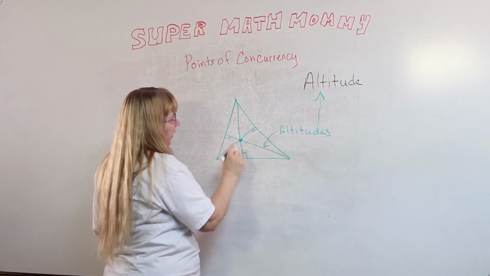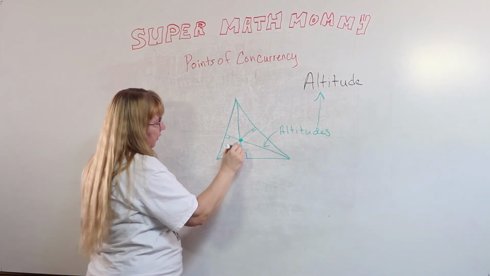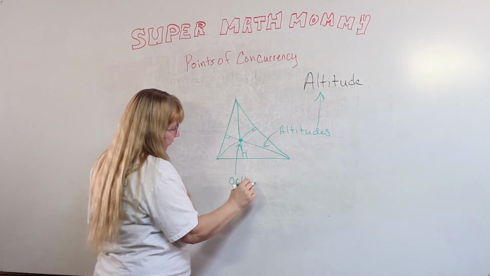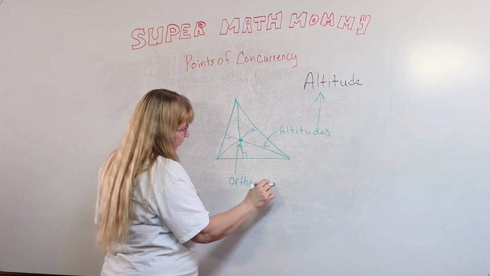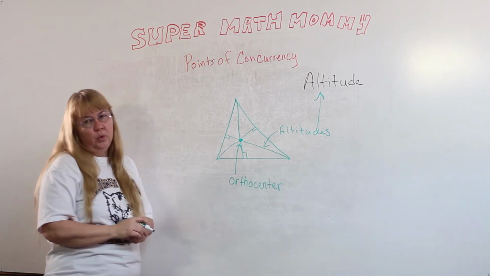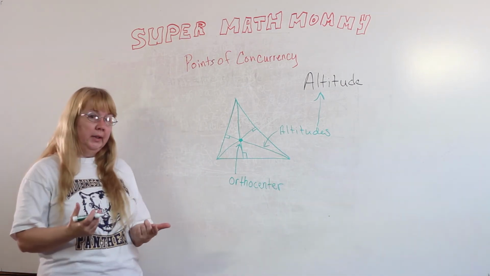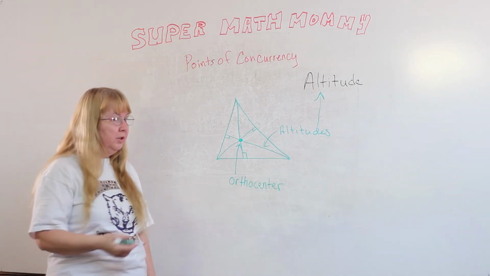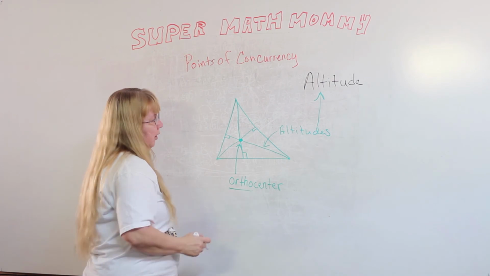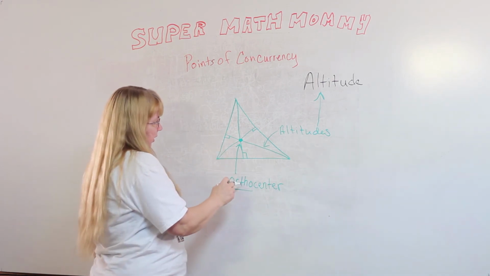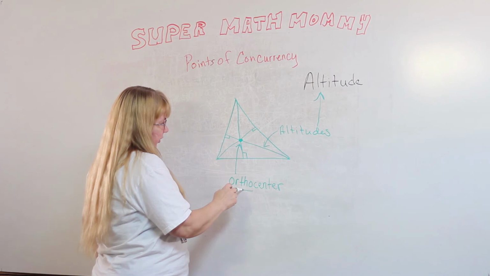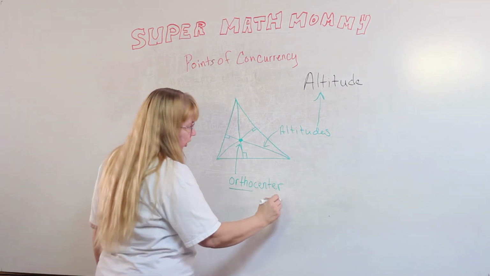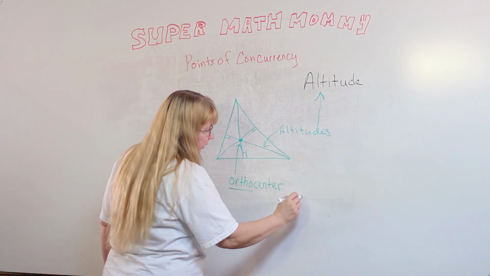And our point of concurrency is called the orthocenter. Now when I think of ortho, I think of like the orthodontist. And what does an orthodontist do? They move teeth. So that means it moves. So the orthocenter is the only point of concurrency that can actually occur outside the triangle.